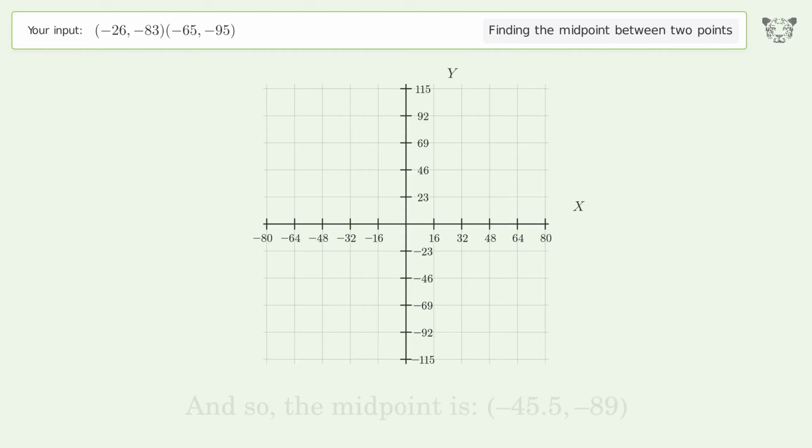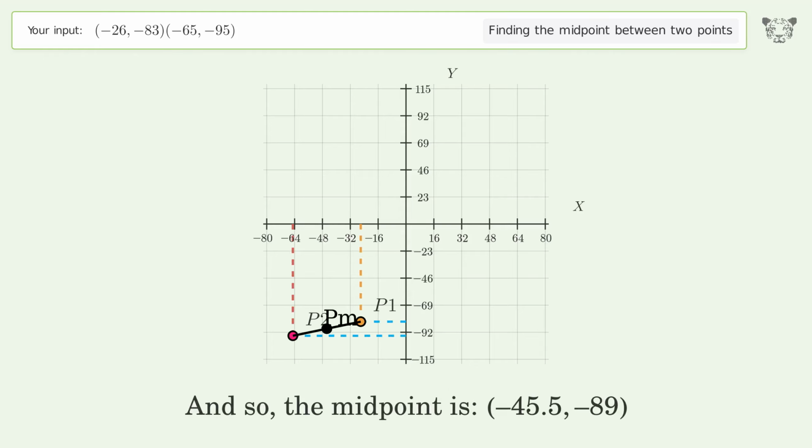And so, the midpoint is negative 45.5, negative 89.